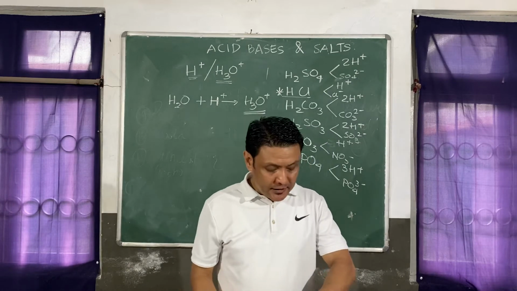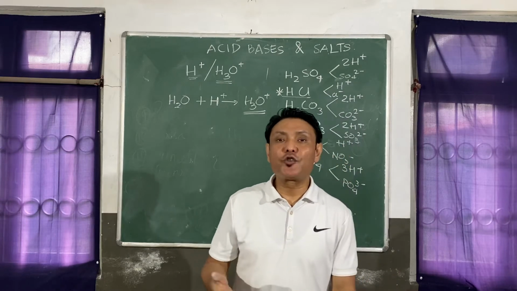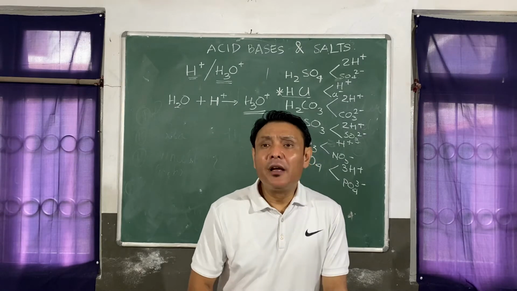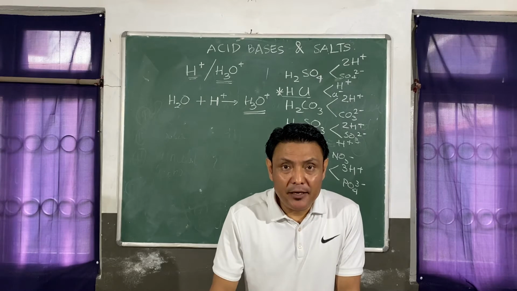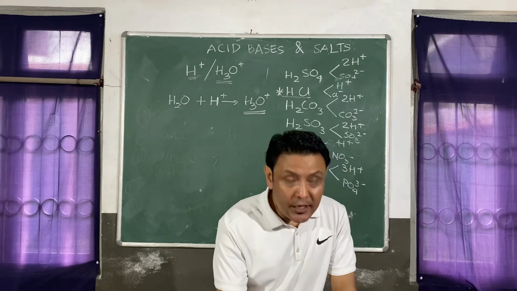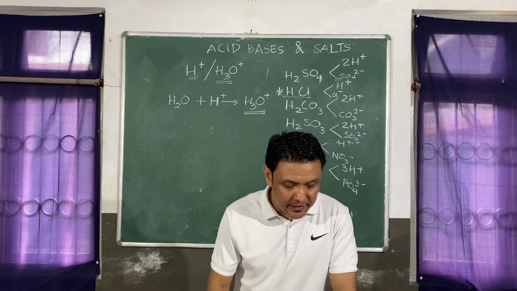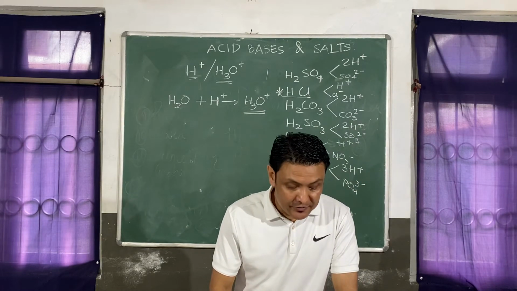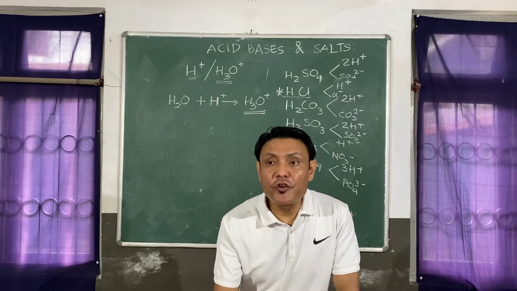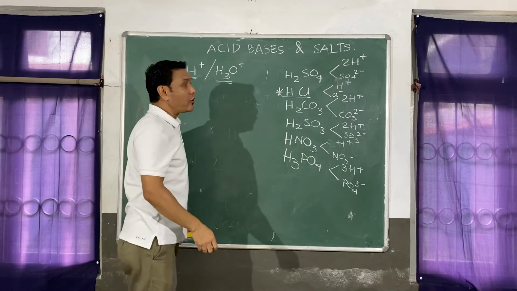Now, let us talk about the strength of an acid. You must have heard about a strong acid, a weak acid. Now, what does it mean? What does the strength of an acid depend upon? The strength of an acid depends upon the concentration of hydrogen ions present in the solution of an acid. So the strong acid and weak acid depends upon the concentration of hydrogen ions, or the hydronium ions.